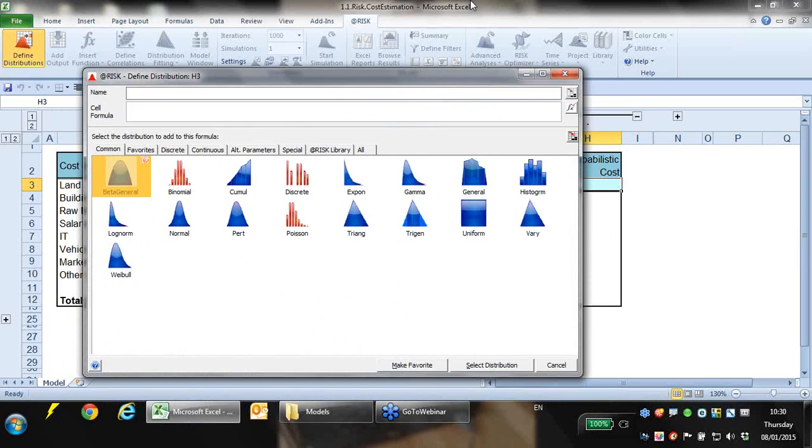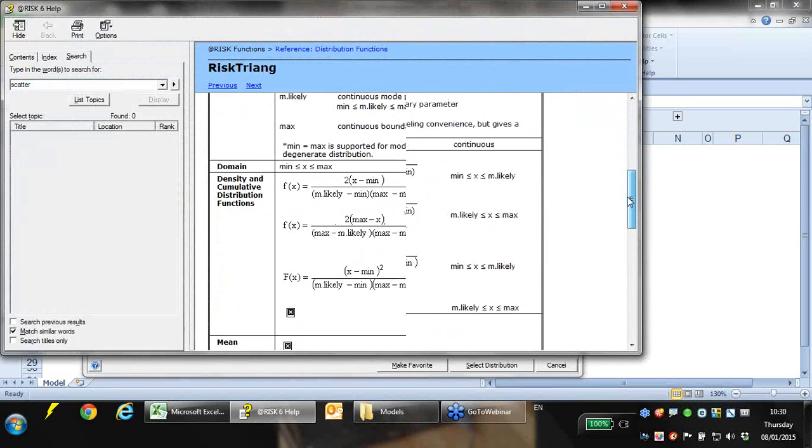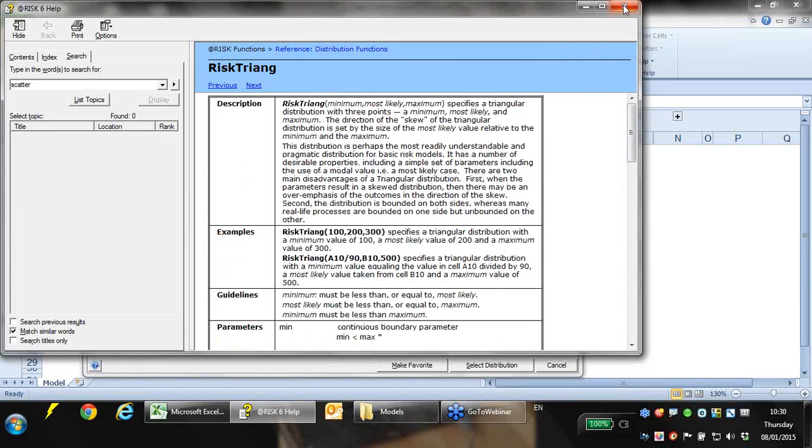Now, in terms of the choice of distribution, there is a lot of information available on the internet about what sort of distribution is the best one to choose. You've got some help in the software. Wherever you are in the software, if you see one of these little red circles, that means there's a link to a fully contextual help file. So if I click that, it'll tell me about a triangular distribution, a description, some examples, the various statistics behind it, and so on.